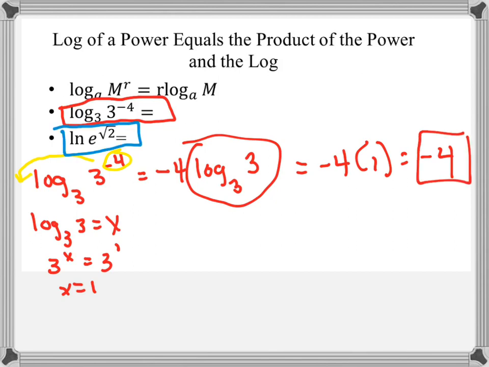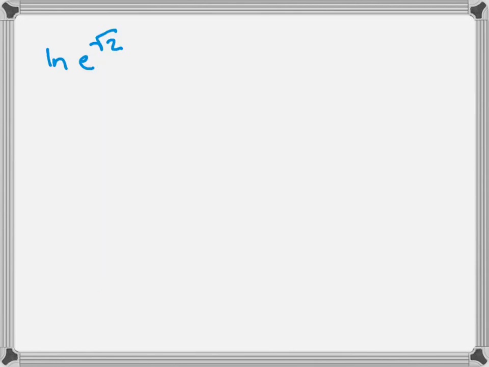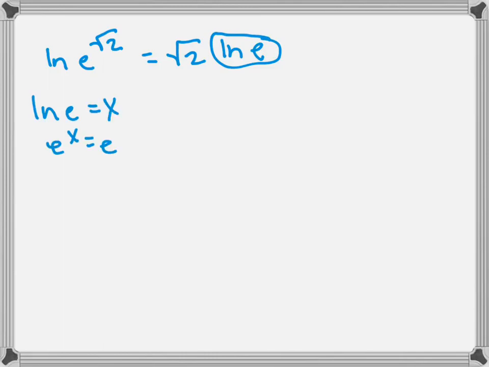Okay, we'll look at the natural log of e to the square root of 2 power in blue. So our exponent will come out in front, the square root of 2 times the natural log of e. We've already simplified this on a previous slide, so we know that the natural log of e, we can set equal to x, e to the x equals e to the 1, or x equals 1. So this becomes the square root of 2 times 1, or the square root of 2.